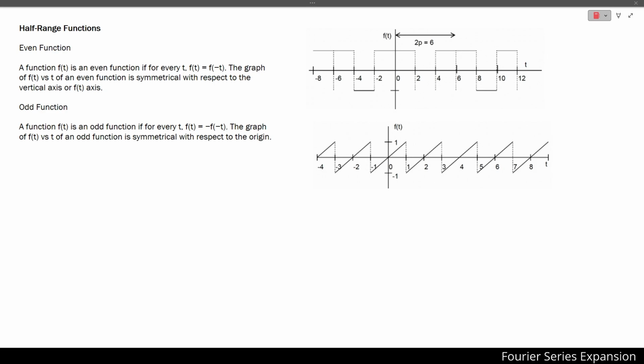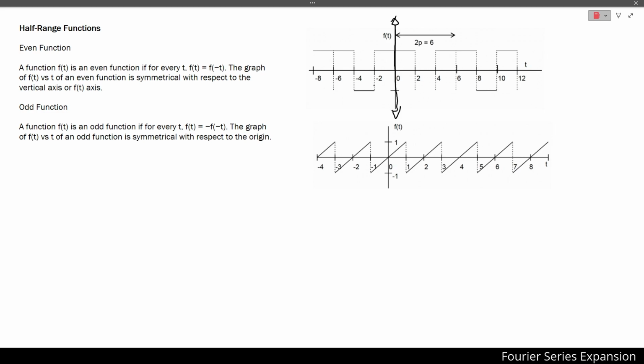There are certain classes of periodic functions that can either be even or odd. An even function, a function f of t, is an even function if for every t, f of t is equal to f of negative t. The graph of f of t versus t of an even function is symmetrical with respect to the vertical axis, your y-axis. Mirror image siya with respect to it. That is your even function.